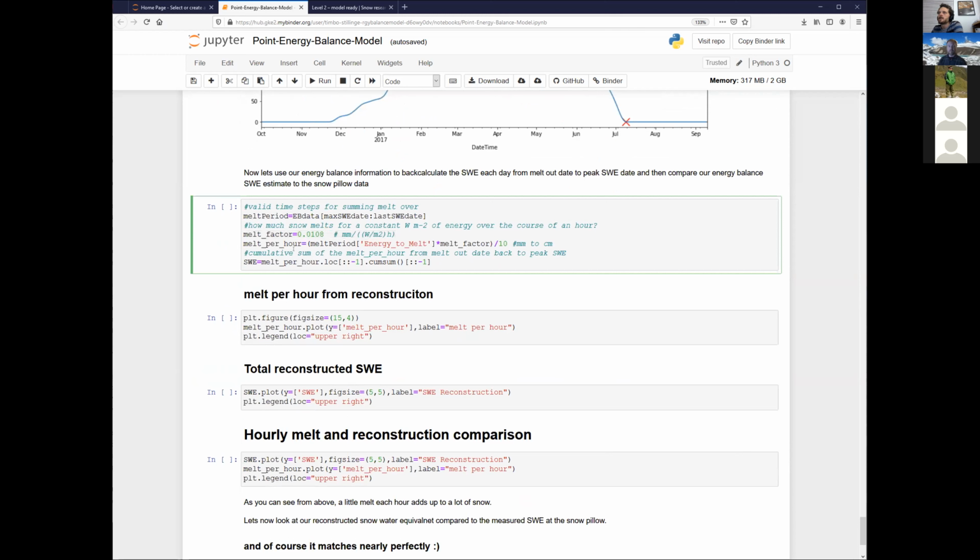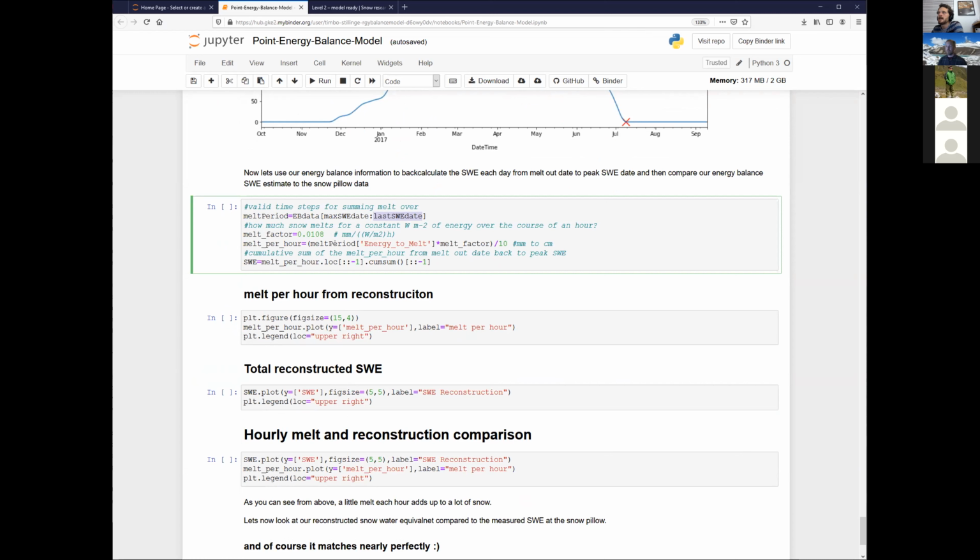So this is our reconstruction right here. Basically, we have our melt period, from the maximum SWE date to the last SWE date. I've just put in a constant. This is from the top of the lab, how much energy it takes to melt the snow, how many millimeters of water we get out for each watt of energy.